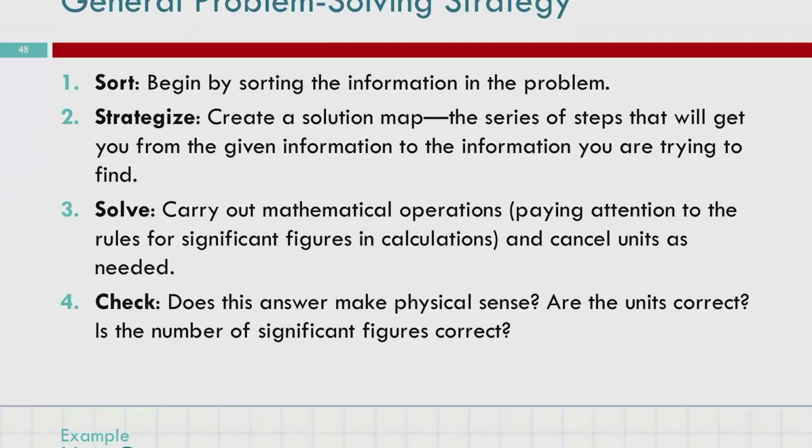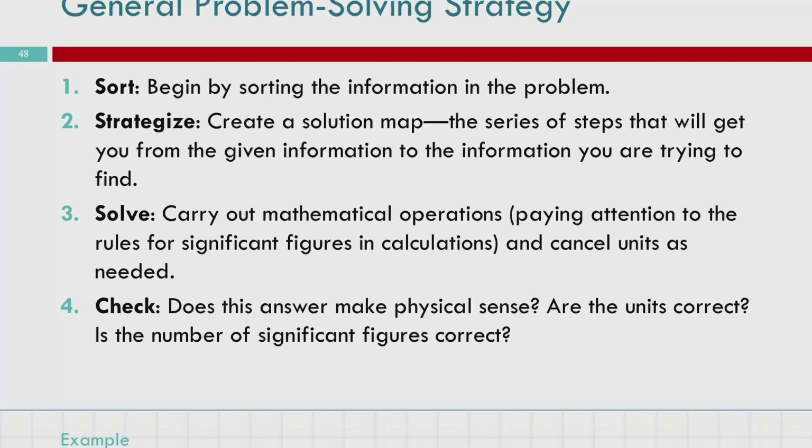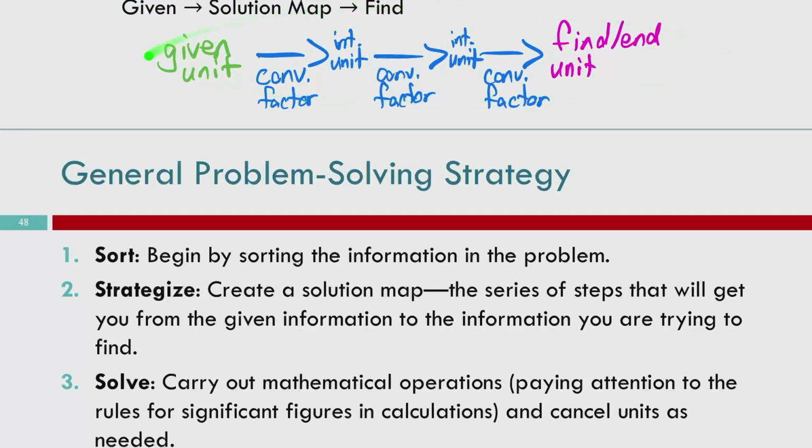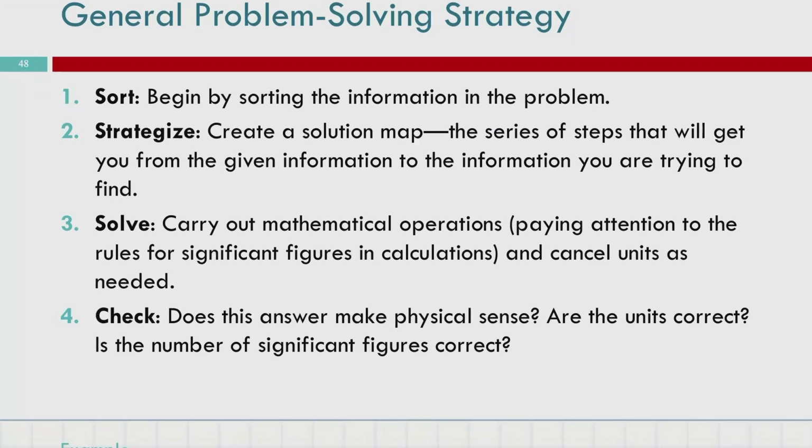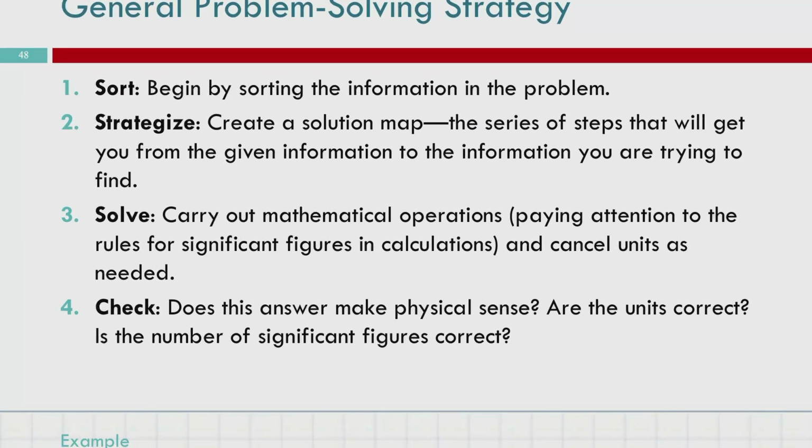Here's another way of looking at it. So sorting our information, that's what we were talking about, our given and our find. We can strategize, create this solution map, something that looks like this. It doesn't have to be color-coded. I color-code it because it's free, and it makes it easier when we look back at it. And then we would set everything up, do the math, cancel our units, and then lastly, we might check and see that it makes sense.